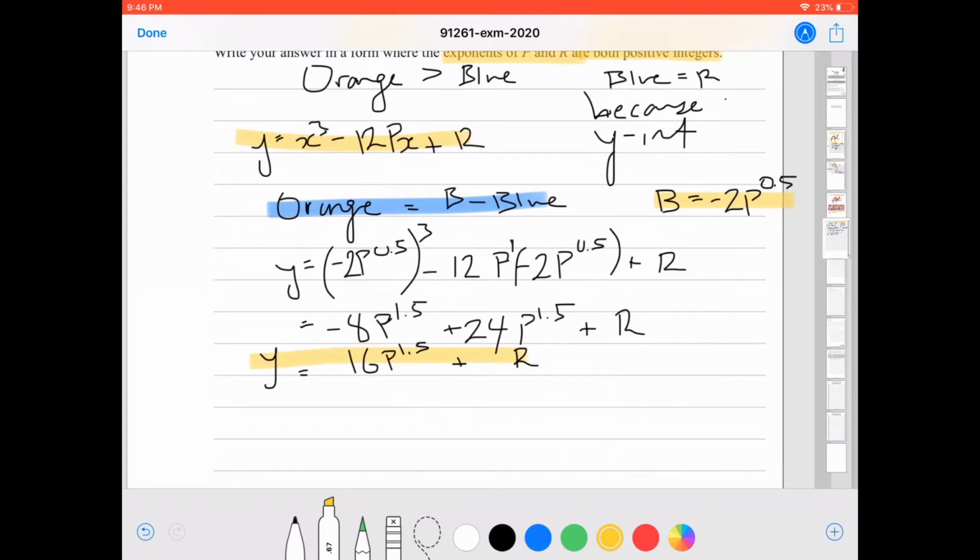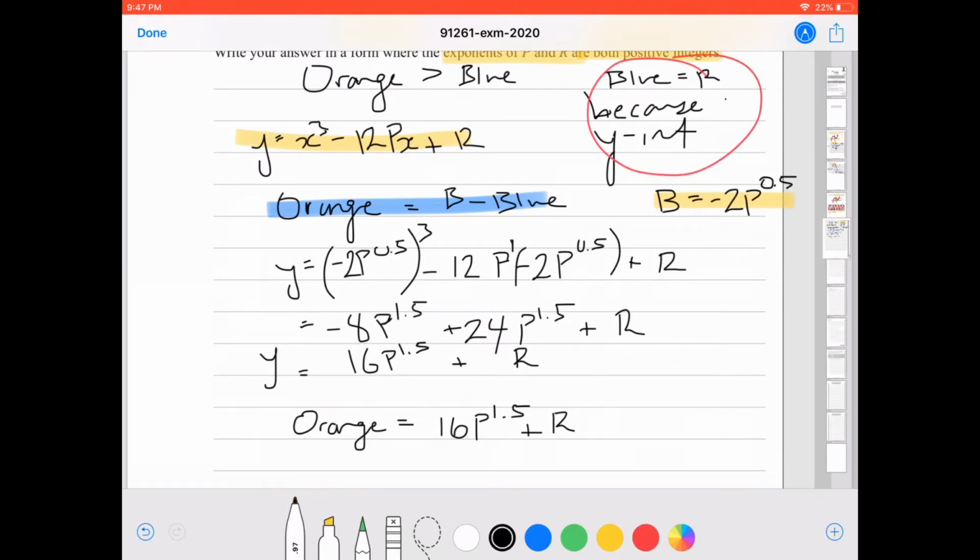Okay, so if we're saying orange equals B minus blue, we can say orange equals 16p to the power of 1.5 plus r, and what is blue? Well, we said earlier that blue equals r, so we're going to say minus r. Tidying this up, our r's cancel, and so we're left with 16p to the power of 1.5.